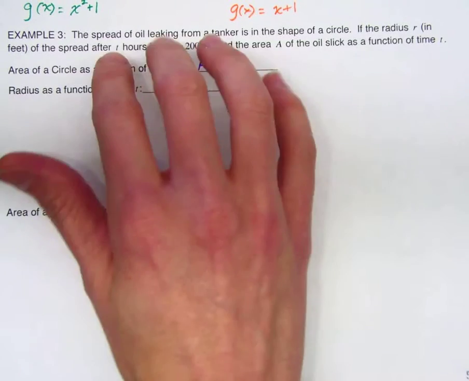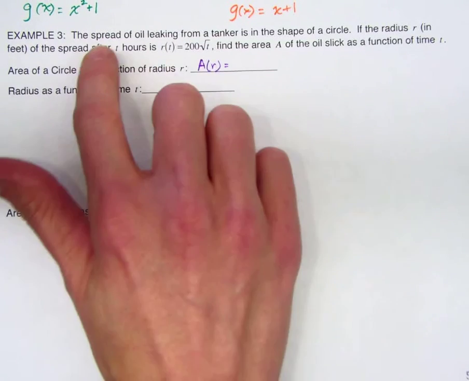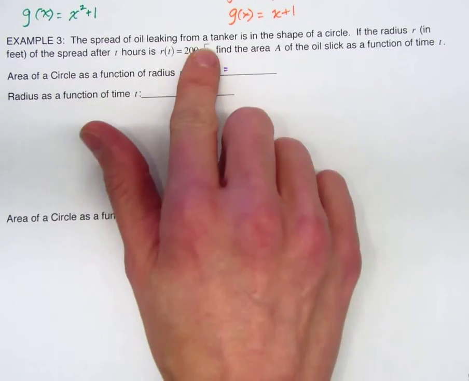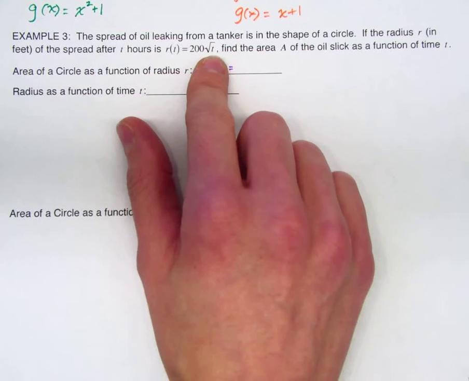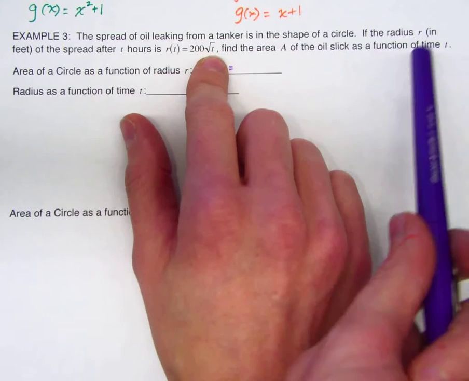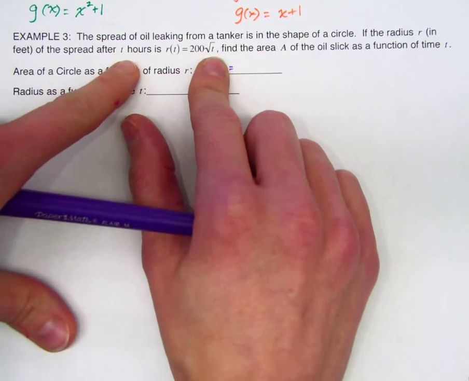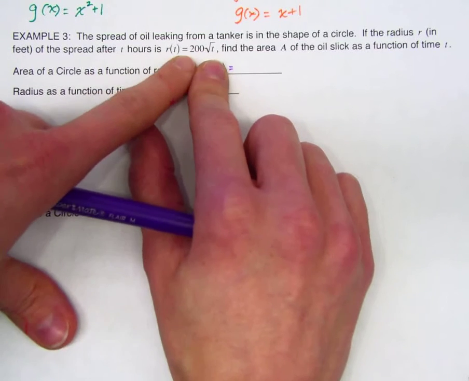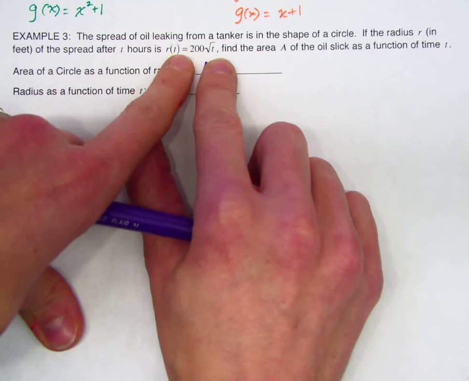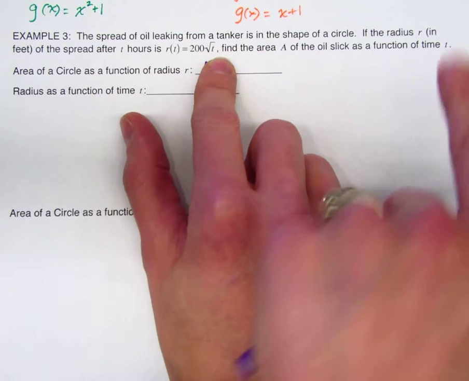We have this word problem, this application problem. It says the spread of oil leaking from a tanker is in the shape of a circle, and if the radius in feet after t hours is represented by this function, it wants you to find the area as a function of t.